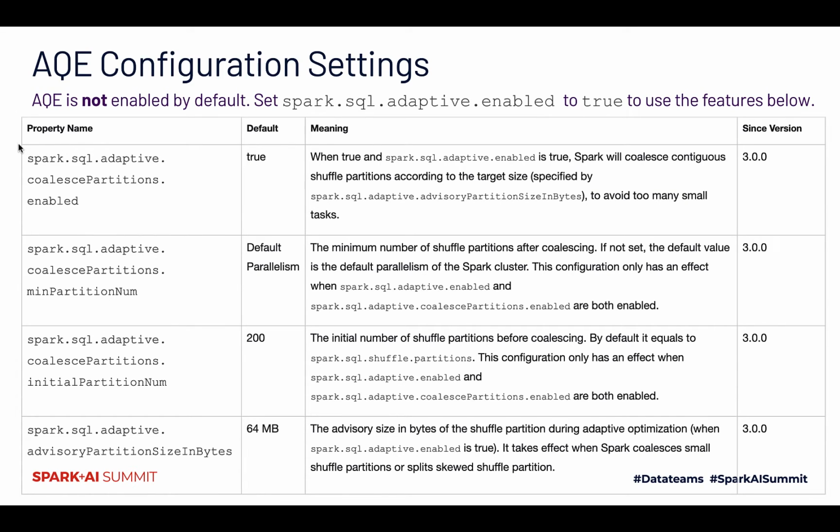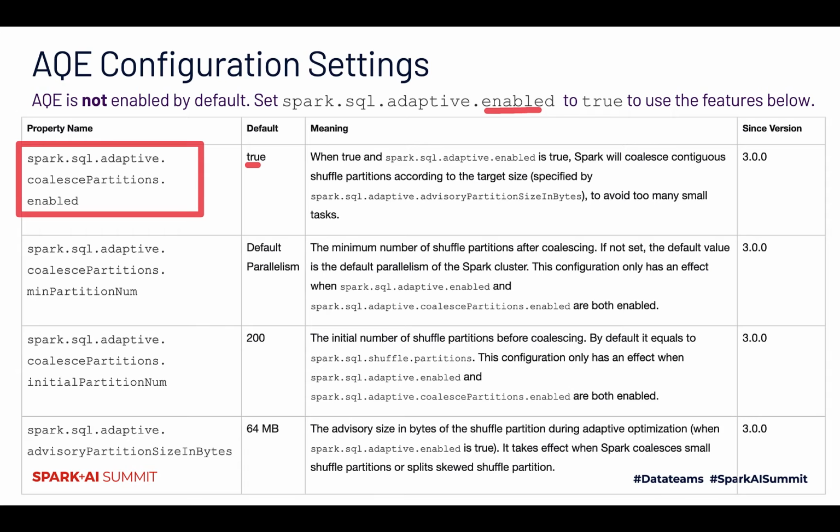Once it's enabled, there are a few other settings that will control the behavior of adaptive query execution. For example, this coalesce partitions enabled. Now this is set to true by default, but it still only happens if the global setting has also been set to true. And this will tell it, if you've got a lot of small shuffle partitions, please coalesce them into a smaller number of downstream partitions, improving our overall execution speed.